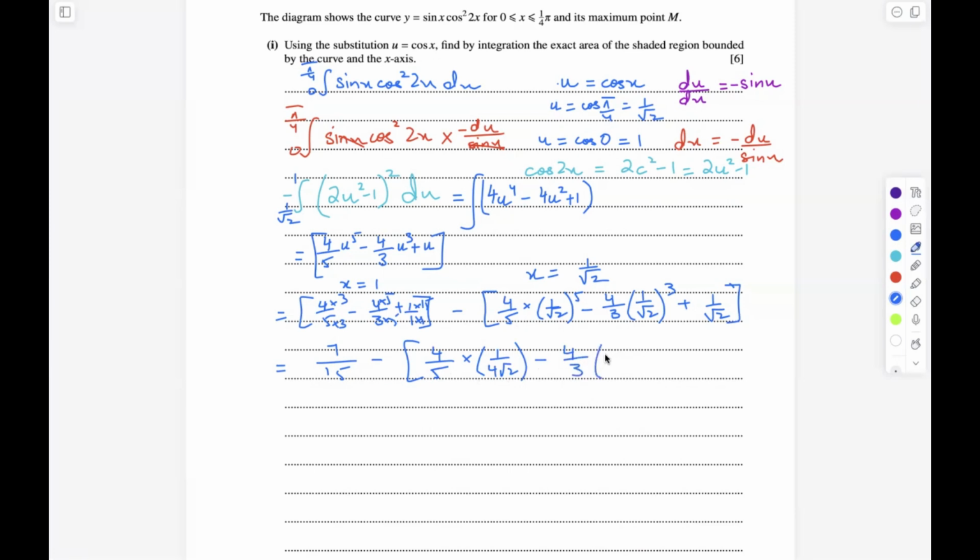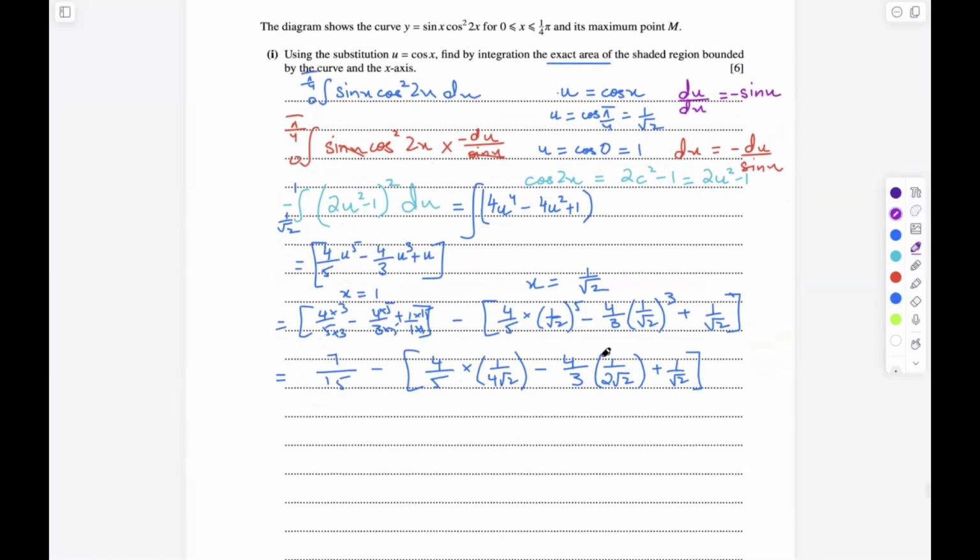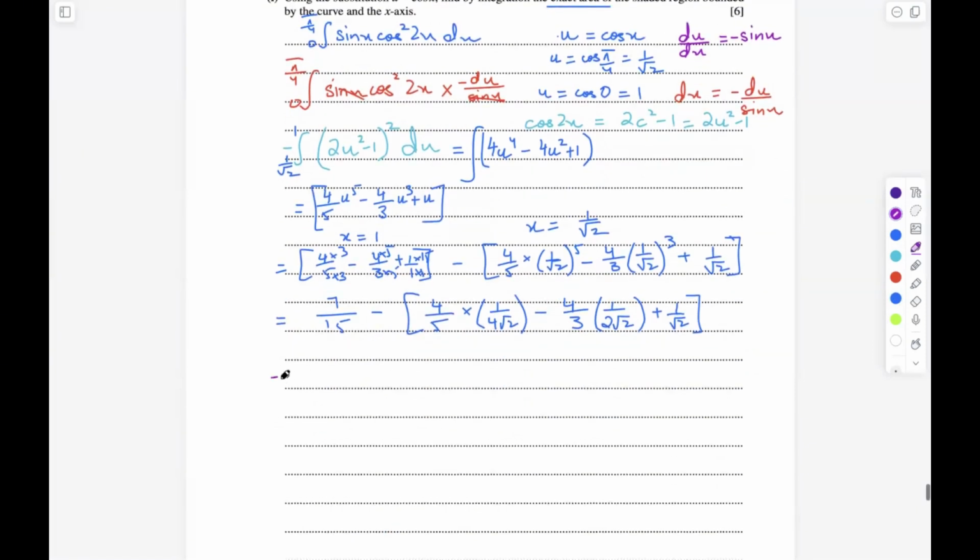1 upon root 2 whole cube becomes 1 upon 2 root 2, and 1 upon root 2 remains as it is. As we have to give the answer in exact form, we cannot give our answer in decimals, else we could have just used the calculator. Now simplifying, the 4 and 4 will cancel out, and the 2 will cancel out with 4.